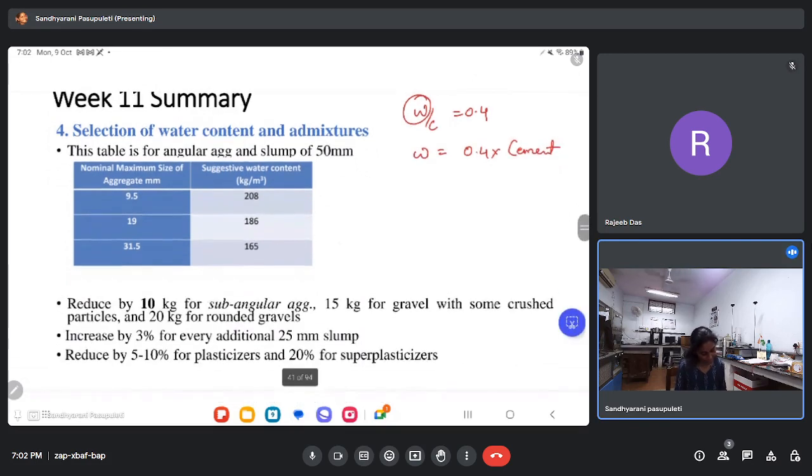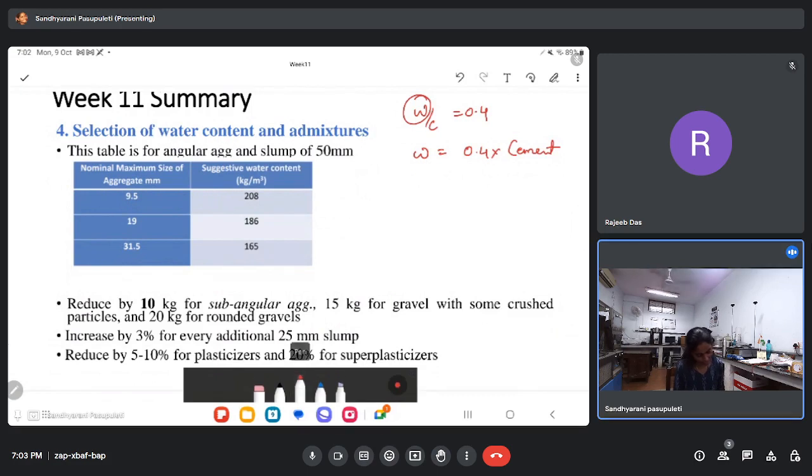So let us see here. There are a few tables. Let us say this is a table with NMAS, nominal maximum aggregate size, and also the suggested water content. If my NMAS is 19 mm, they suggest that you can directly take 186 kg per meter cube as the water content. But there is a condition: this table is applicable only for a slump of 50 mm and for aggregates which are angular in nature.